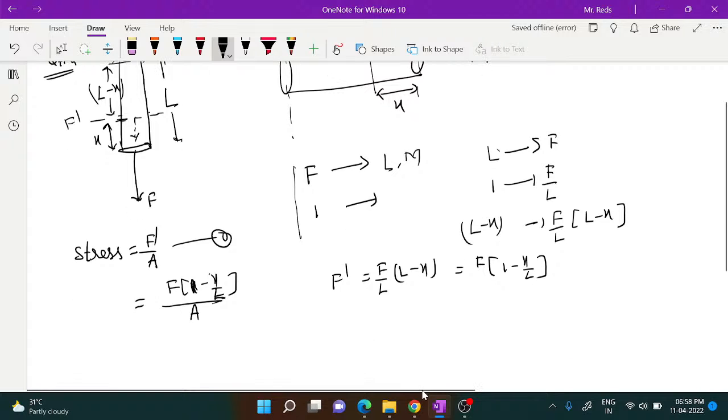In the options, they have taken the 1 minus x by L form only. So we can take it as F by A into 1 minus x by L. F by A into 1 minus x by L. So this is the stress required at this point.